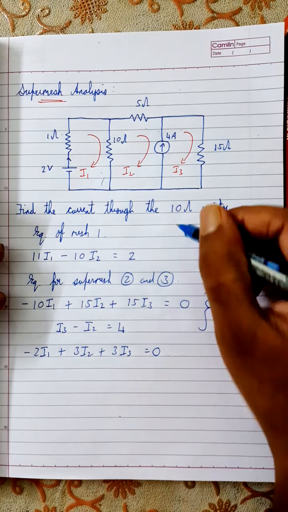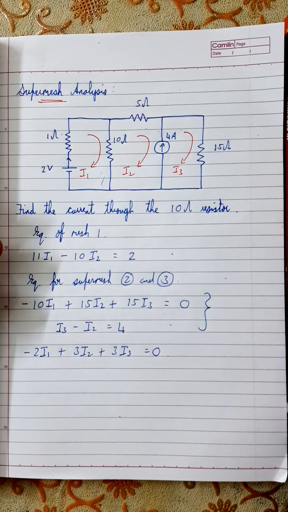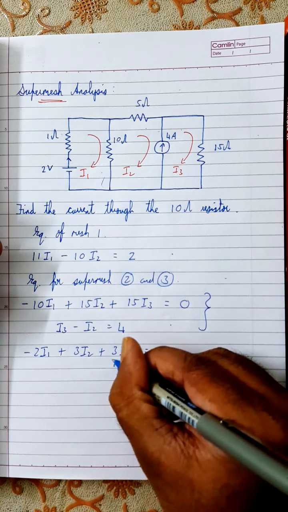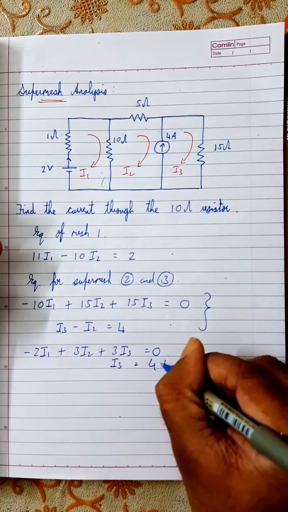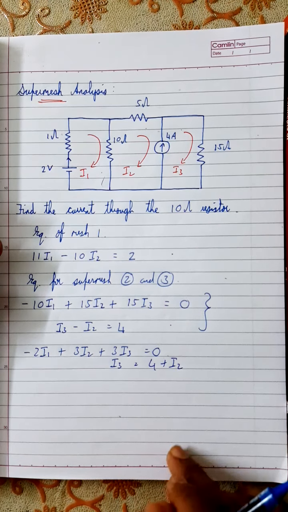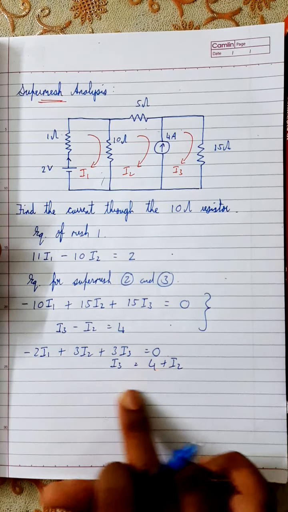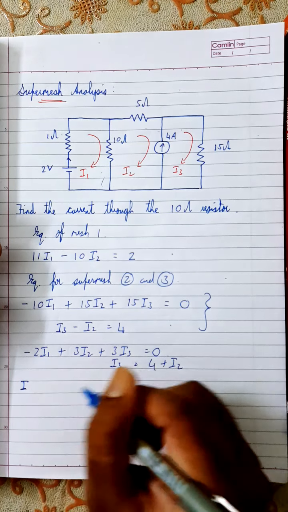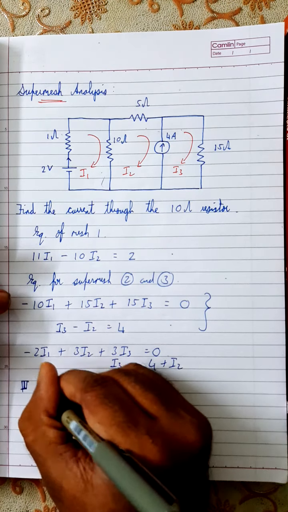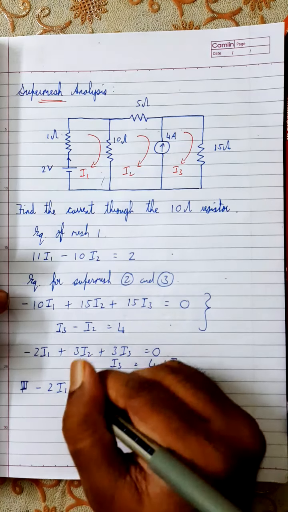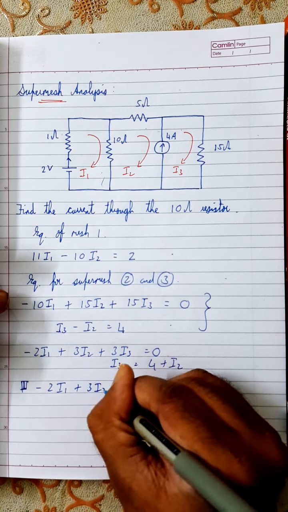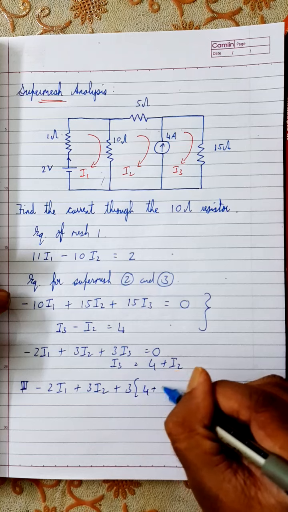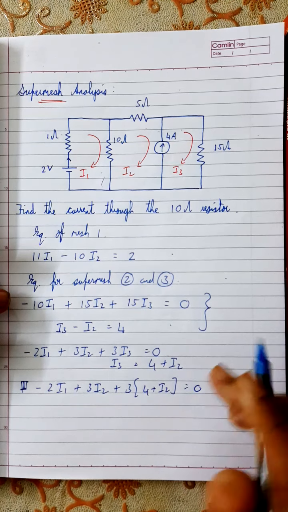Okay, see, in both this equation and this equation there is I2 in it, which means I can write this equation in terms of I2, right? Which means I3 is equal to 4 plus I2, right? I3 is equal to 4 plus I2. Okay, so I will substitute that over here and remove I3 from here altogether. So it's minus 2 I1, plus 3 I2, plus 3 into, and what is I3? 4 plus I2, is equal to 0. You can solve this any way you want.